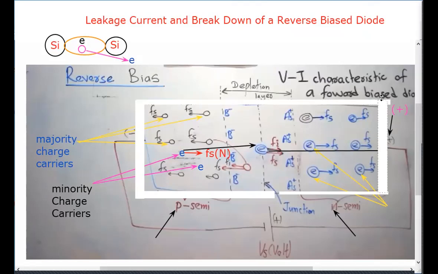When a diode is reverse biased, no current flows through the diode due to the majority charge carriers, but there will be a very small current through the diode due to the minority charge carriers. That small current is known as leakage current. In brackets, free electrons which are generated by broken covalent bonds are known as minority charge carriers in P semiconductor side. Similarly, the holes which are generated by broken covalent bonds are known as minority charge carriers in N semiconductor side.